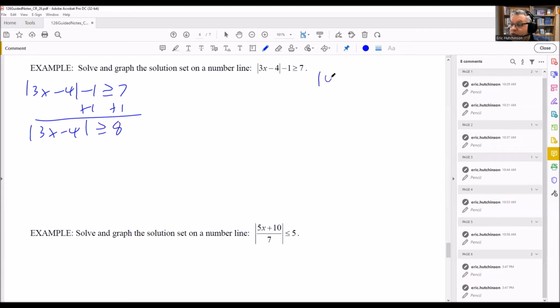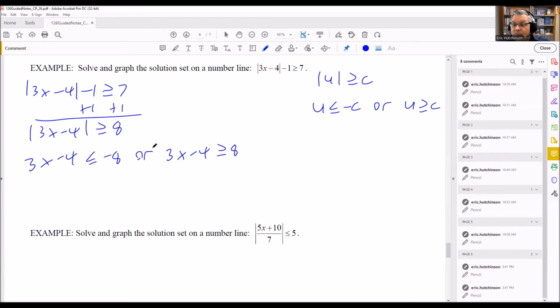So this is the absolute value of u greater than or equal to c is the format that we have. This is going to turn into two separate equations. We have u is less than or equal to negative c, or u is greater than or equal to c. That's how this is going to break up. So we're going to do one. We have 3x minus 4 less than or equal to negative 8, or 3x minus 4 greater than or equal to 8. So now we're just going to solve each of these individually.